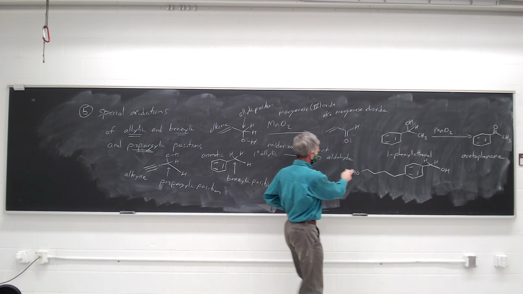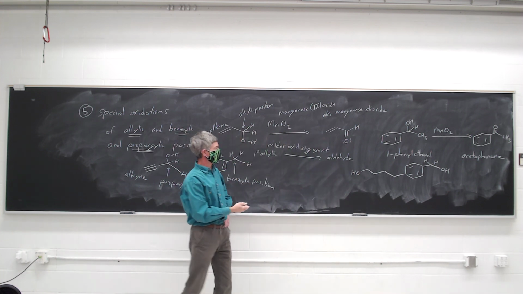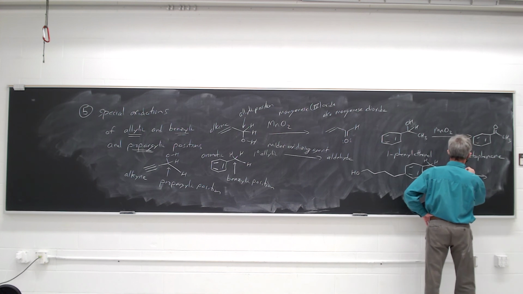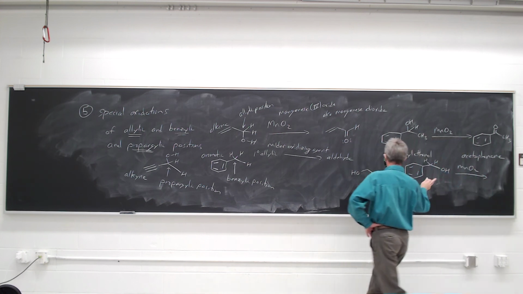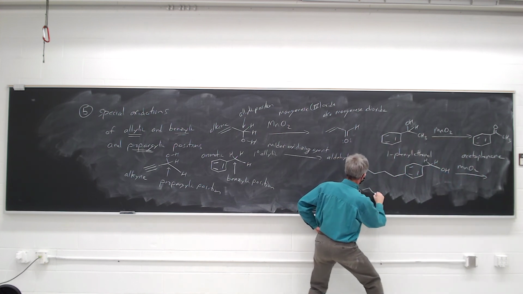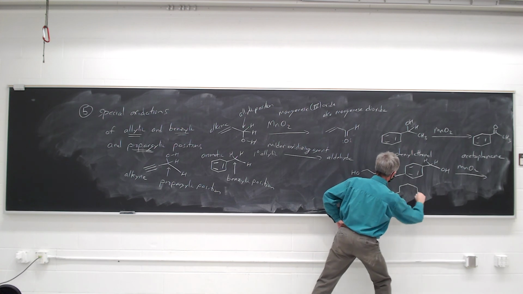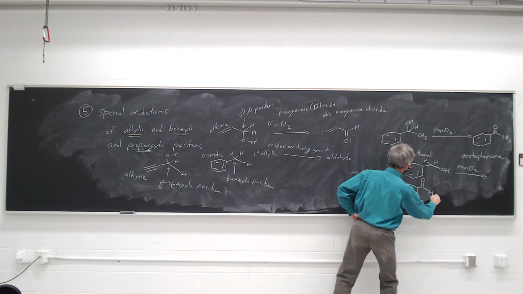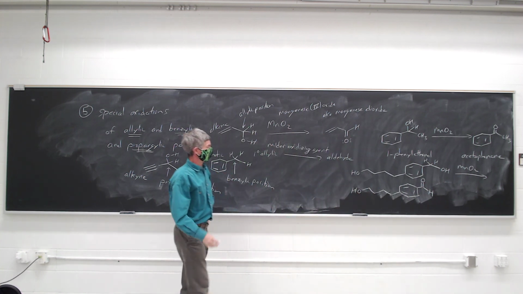So I've got a primary alcohol on this end, but I've also got a primary benzylic alcohol. And if I react that with manganese dioxide, I can convert the allylic alcohol into the aldehyde, the benzylic alcohol into the aldehyde without touching the regular primary alcohol.